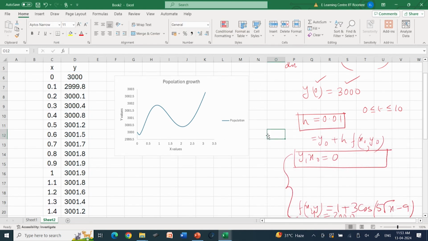So, that is how we solve our first order differential equation with the help of Microsoft Excel. Our next step is to solve a system of differential equation, first order. For which I will explain the theory quickly. It is just the extension of the formula.